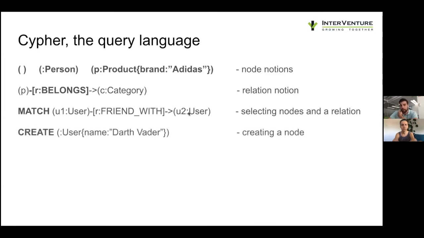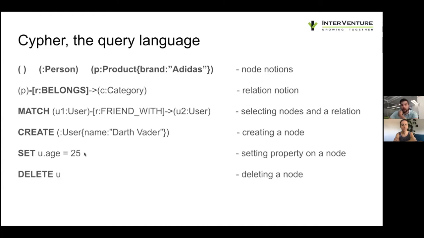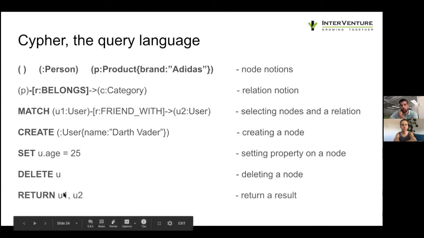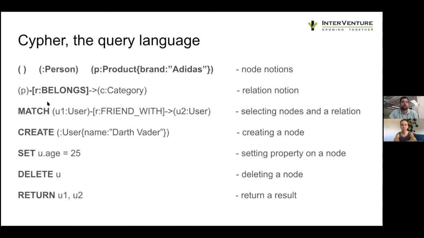If I want to create some node, I need to give it a label if I want and properties. So this will create a new user with the name Darth Vader. Within the query, I can set, for example, on a variable u, a property, for example, age 25. I can delete a node. I can return the result. For example, I returned user 1 and user 2 that I selected here. And there are actually many more different notions and keywords, but these are the most basic ones that we're going to need.